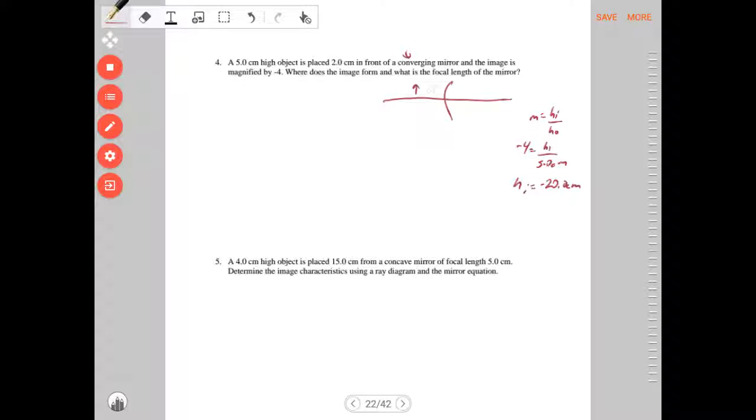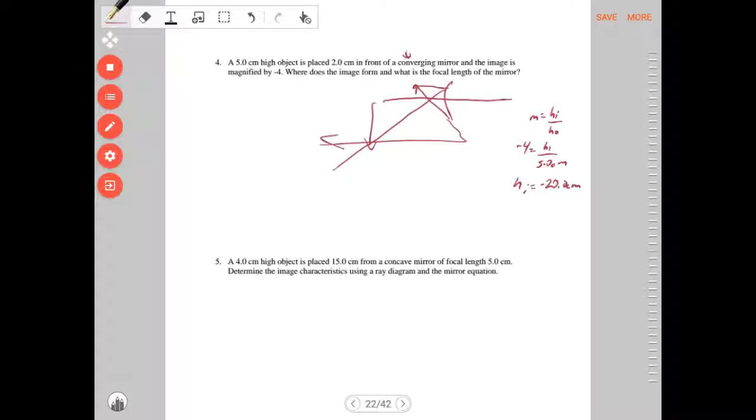Well, remember, if you are inside the focal point, you get an image taller, but it's upright. So that would have a magnification of +4. The only way to get -4 is to have the image form down there. Now, in order to do that, we have to be outside the focal point. Remember, the rays are going to go like this, and then like that, and then like that. Okay, so that's the idea.